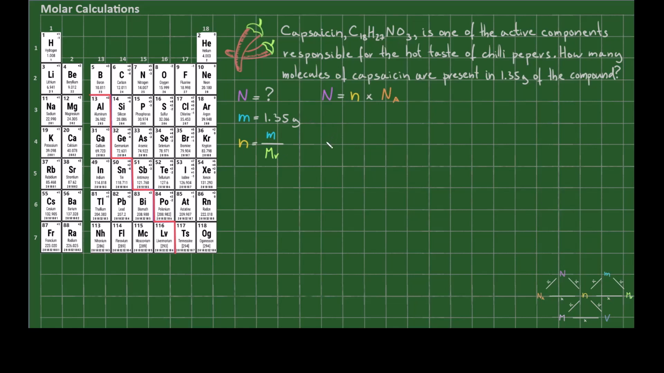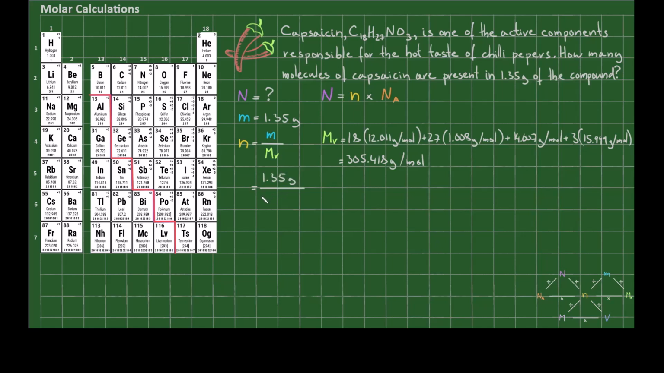The molar mass of our compound can be obtained from the periodic table and the molecular formula. In this case, the molar mass would equal 18 molar masses of carbon plus 27 molar masses of hydrogen plus 1 molar mass of nitrogen plus 3 molar masses of oxygen. And all of that comes together to 305.418 grams per mole.